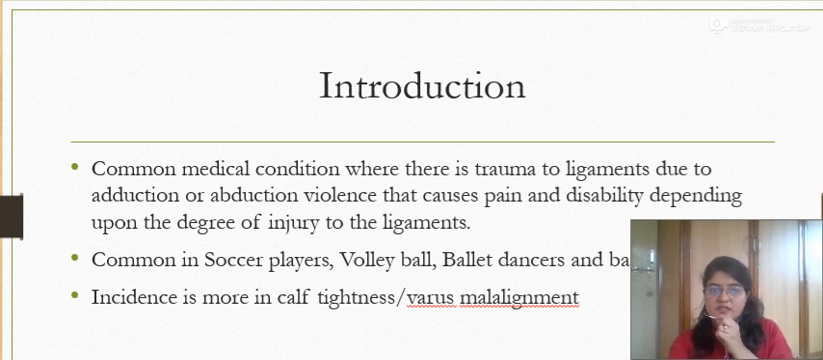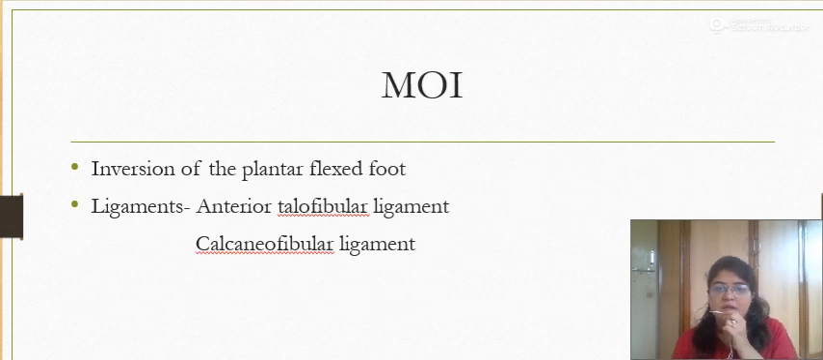Incidence is more in athletes who have calf muscle tightness or some type of malalignment in the foot, especially varus malalignment. The mechanism of injury for the lateral ankle sprain is mentioned here. The foot suddenly goes into the inversion position when it is in plantar flexion, and the ligaments which are injured are the anterior talofibular ligament and the calcaneofibular ligament.